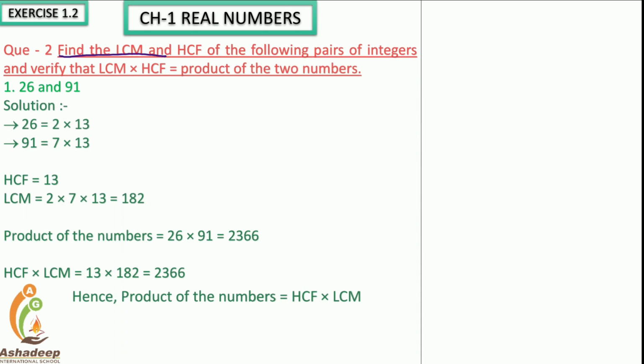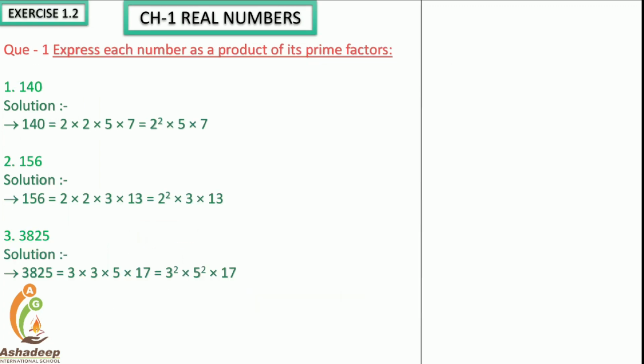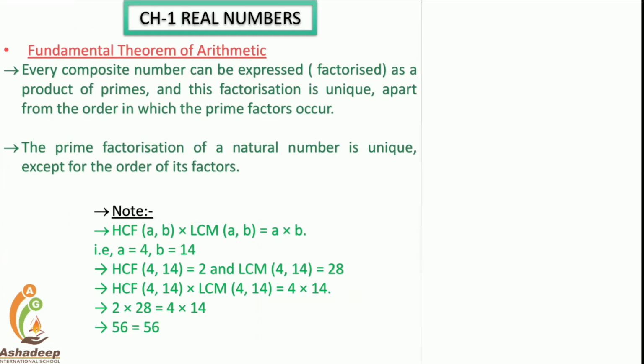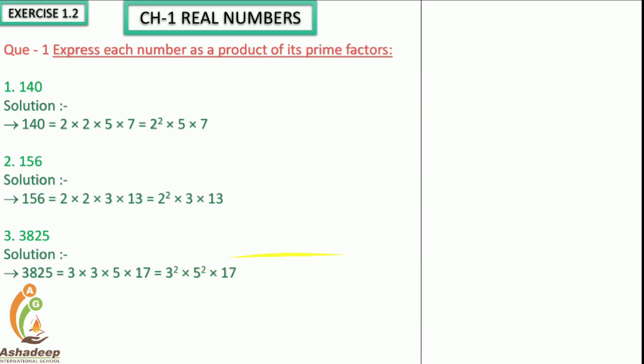Now find out the LCM and HCF of the following pairs of integers and verify that LCM into HCF is equal to the product of the two numbers, which we already saw in the very first slide: HCF of A, B into LCM of A, B is equal to A into B. So this thing we need to prove.